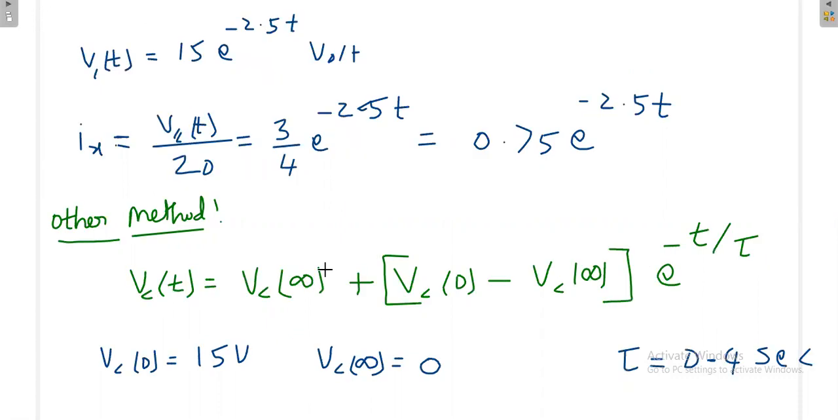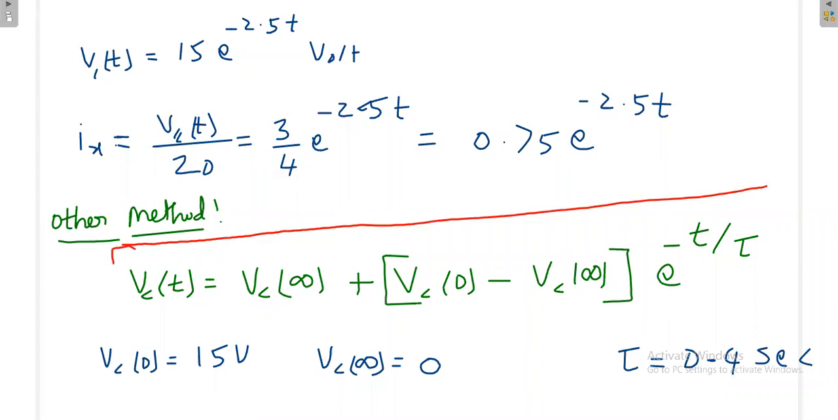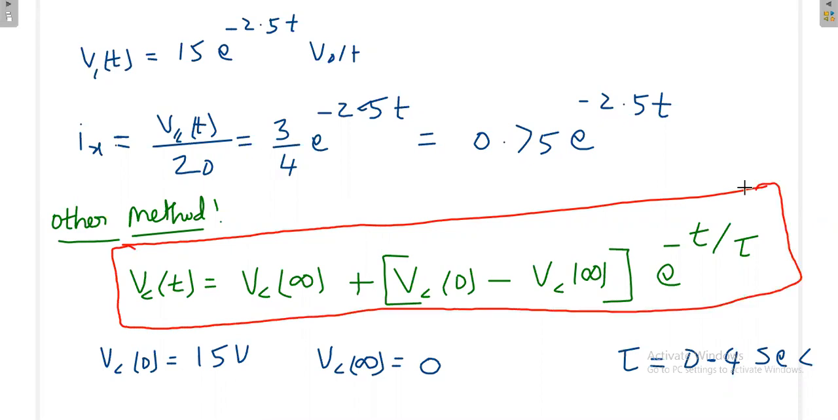This formula is also valid even if you are having sources. Along with the sources also, this formula will work. This is a generalized formula, a very important formula that you should remember always. Again, for an inductor, you can take the same formula in the current format. For capacitor, I have written. For an inductor, the same formula you can take in the current format.